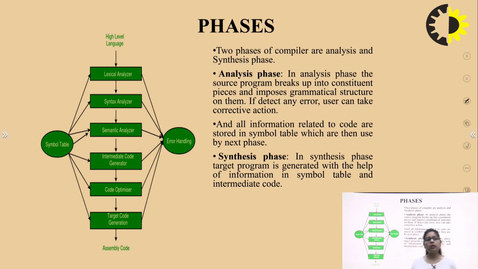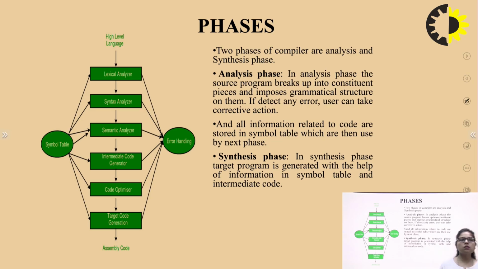The 3 phases, lexical analyzer, syntax analyzer, and semantic analyzer, will work as the analysis phase. And the last 3 phases, intermediate code generator, code optimizer, and target code generation, are in the synthesis phase. These are the 2 important phases of a compiler. Now, what do you mean by analysis phase?